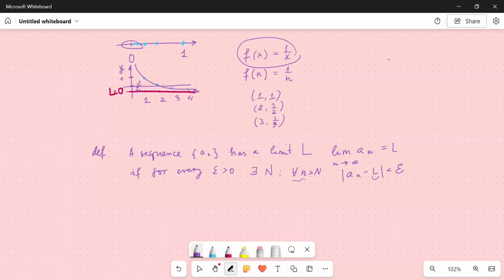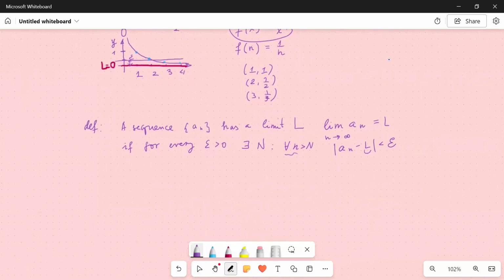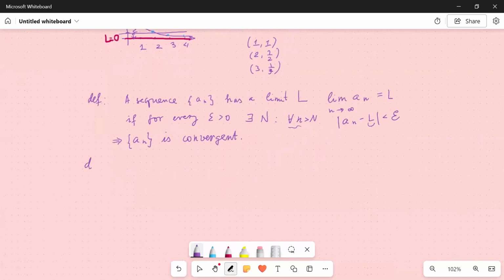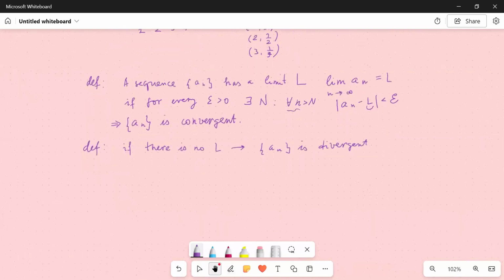Let me show you how it's going to work, because the precise definition of a limit can sometimes be kind of difficult to understand. And in this case we are going to say that the sequence a_n is convergent. If the sequence does not have a number or limit L, it's going to be called divergent. Let me write it down. Definition. If there is no L as a limit, a_n is divergent.